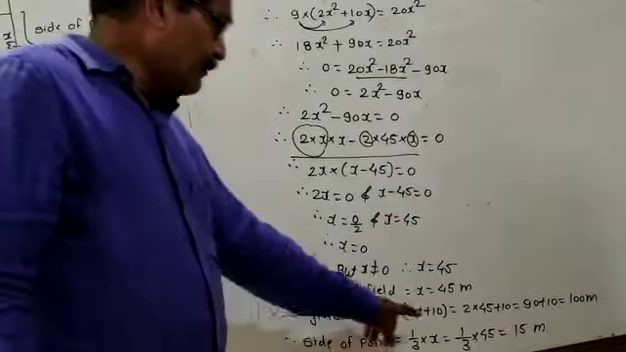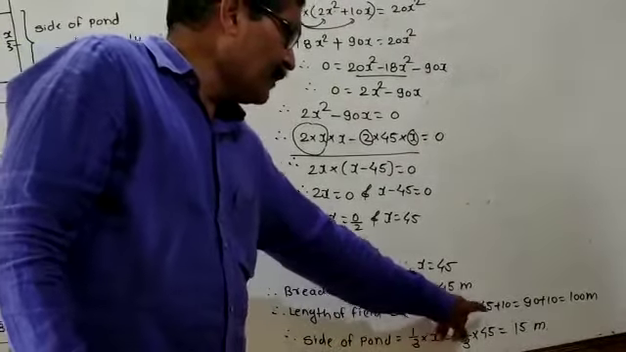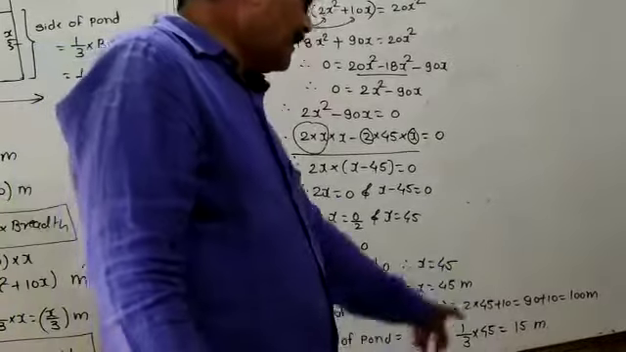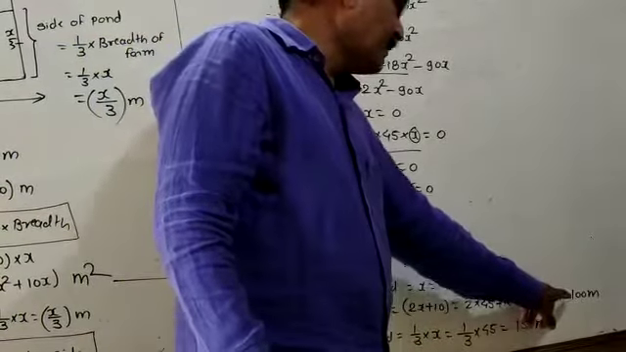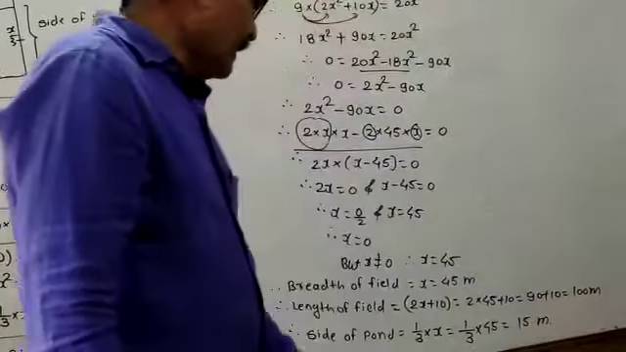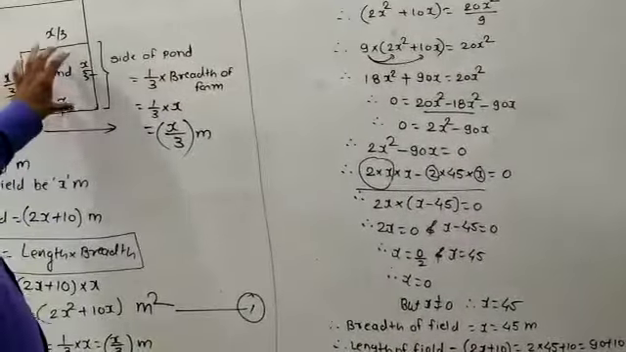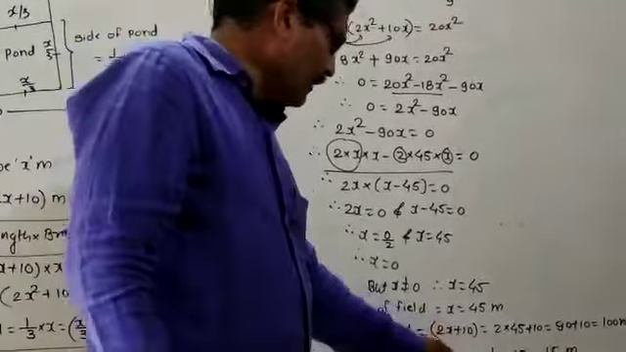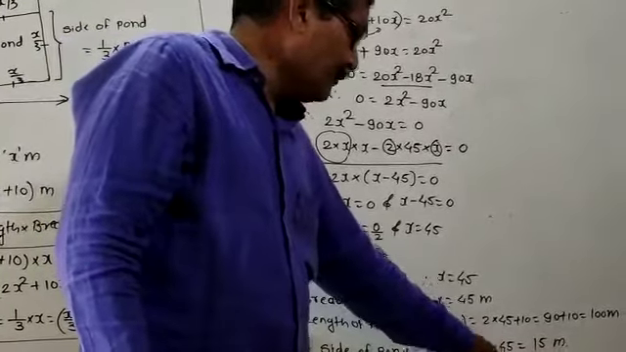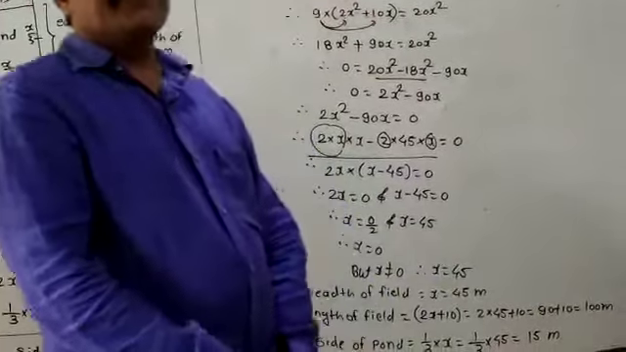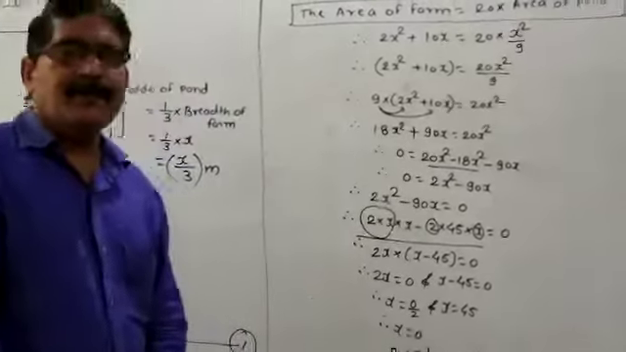Length of the field is equal to 2x plus 10 is equal to 2 multiplied by 45 plus 10 is equal to 90 plus 10 is equal to 100 meter. And the side of the pond is equal to x upon 3. X upon 3 means 1 upon 3 multiplied by x, otherwise 45 upon 3 is equal to 15 meter. In this way you have to solve the problem.